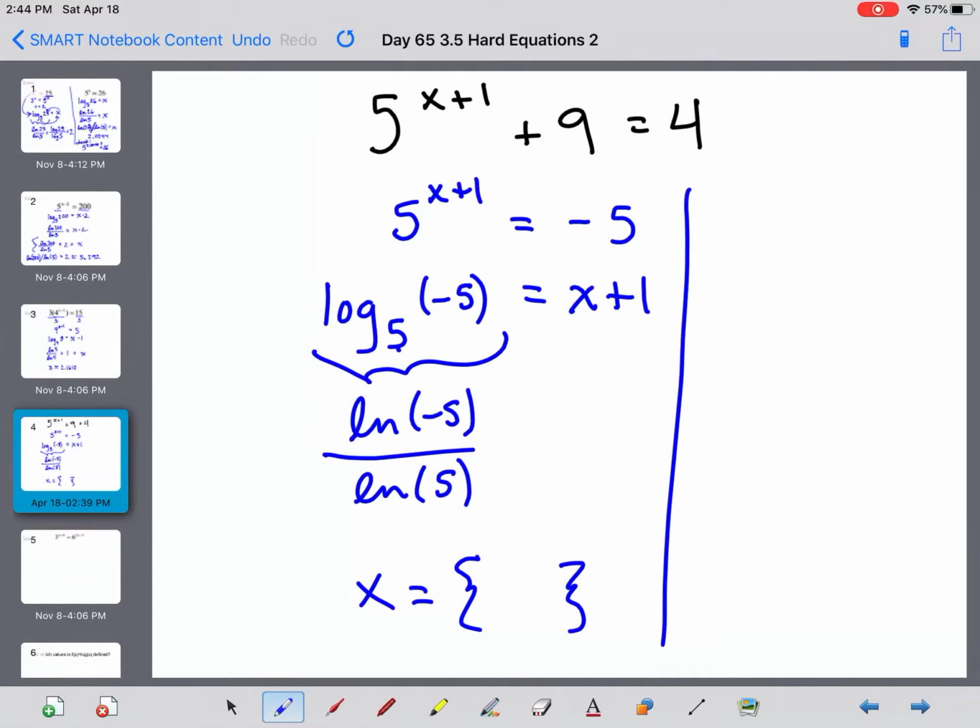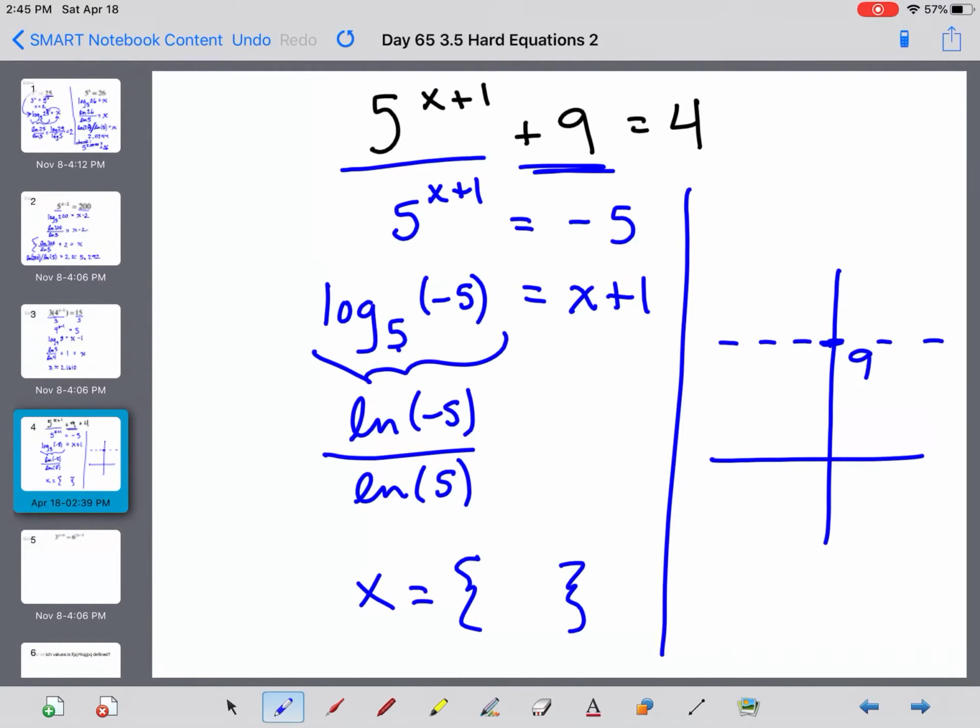If you want to think about just a picture of what this looks like, this is an exponential graph. I guess it's shifted to the left 1 unit. And it's going to have a horizontal asymptote way up here at +9. So this graph is doing something like that. If that's going to be one side of my graph, and then I'm trying to set it equal to, where does this hit 4? Well, 4 is right about here. These two lines are never going to intersect each other, so this one has no solution.